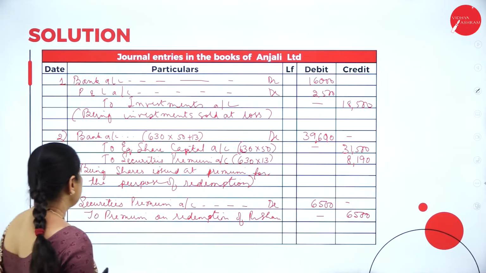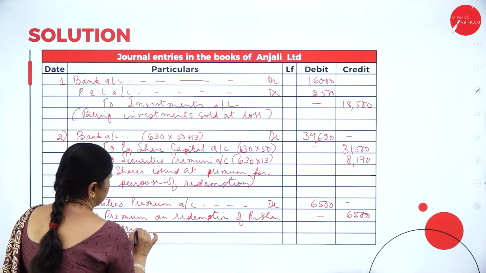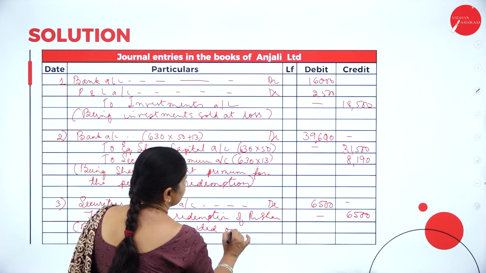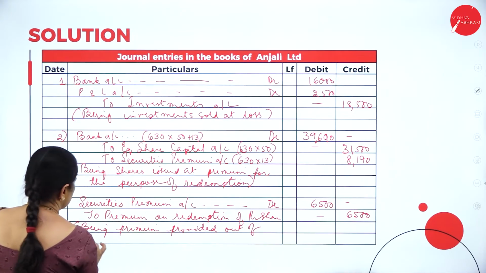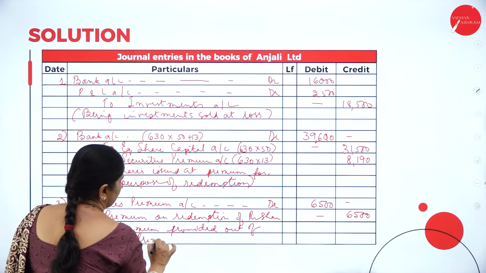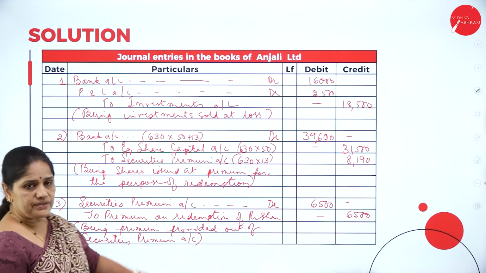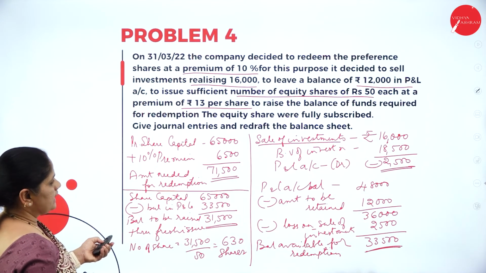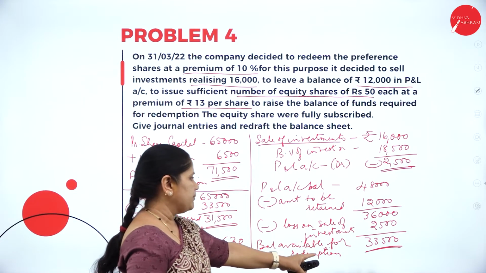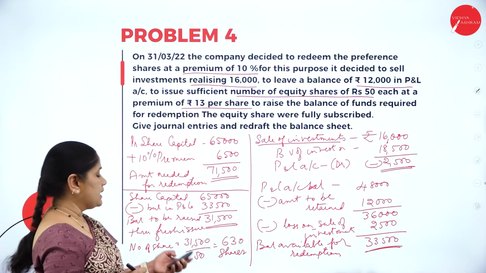6,500, being premium provided out of securities premium account. So I have made the provision for premium. Now the next thing is I have to draw from the profit and loss account. I am having 33,500. So this I have to transfer to capital redemption reserve.